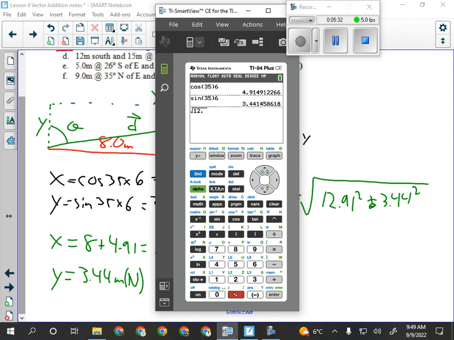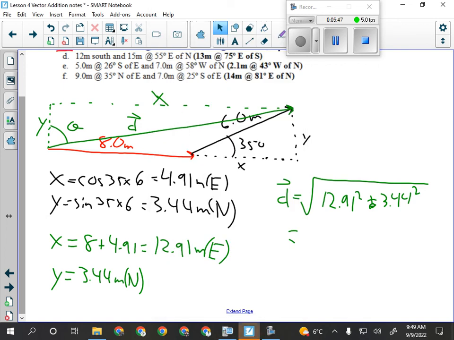Whoops. I'll just punch in 12.91492266 squared plus that number squared. Okay, so I've got 13.37. And that's going to be meters. I don't know which direction that is yet because I have to calculate that still.